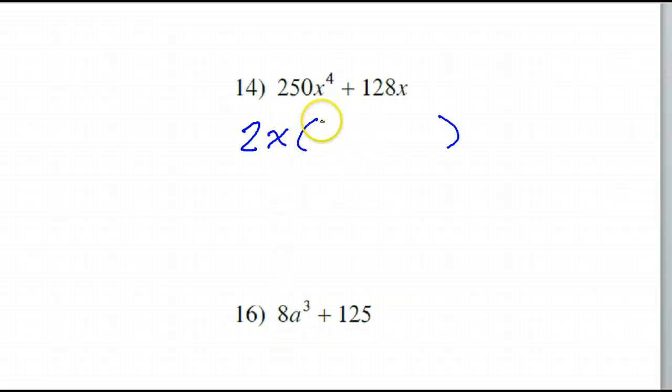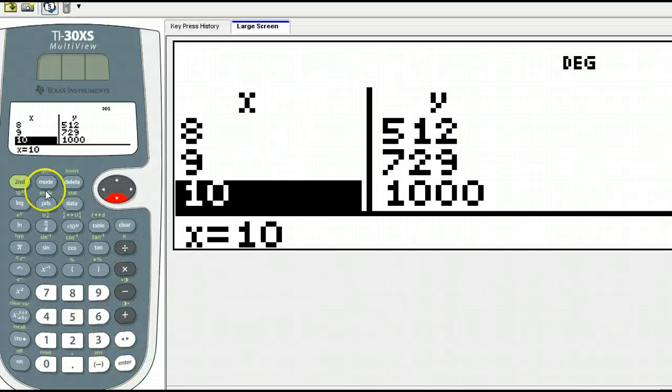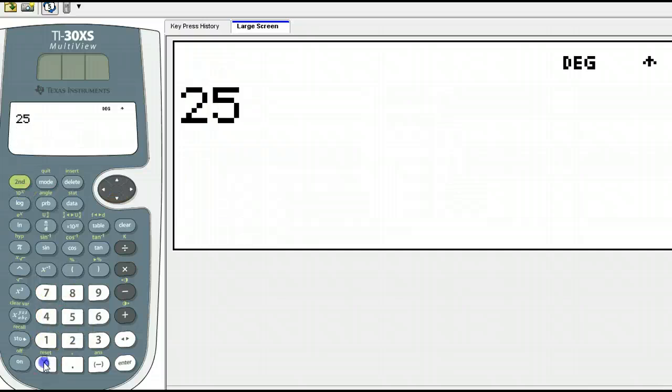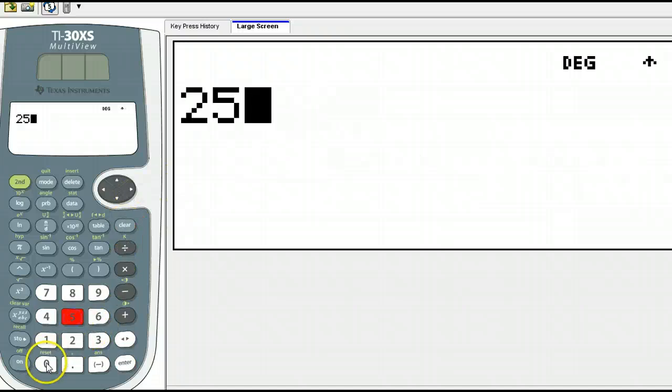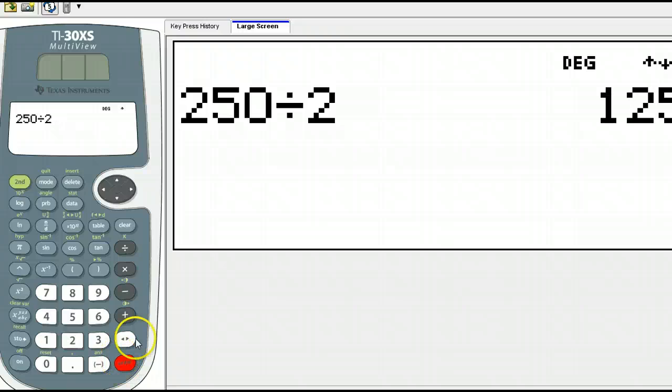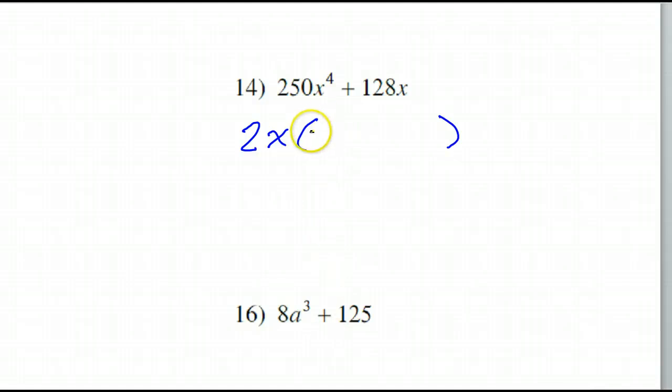Alright, if I pull out a 2x, okay, 250 divided by 2, just to be clear, whoa, why did I divide by 3? I say 250 divided by 2 is 125. So what I have here is 125x to the third power plus 64.